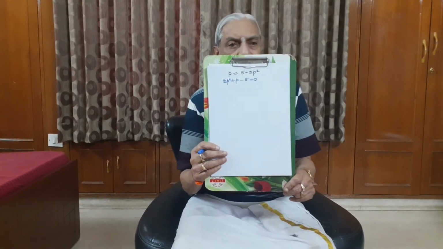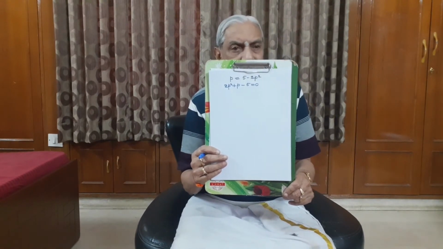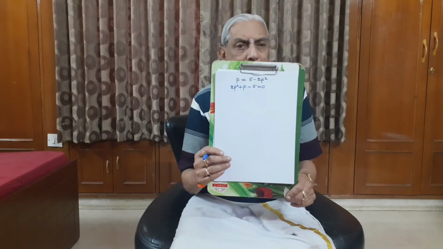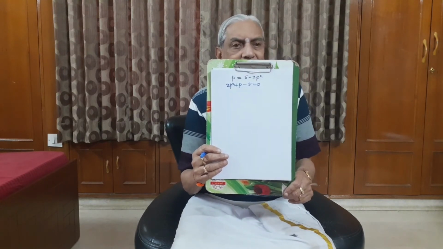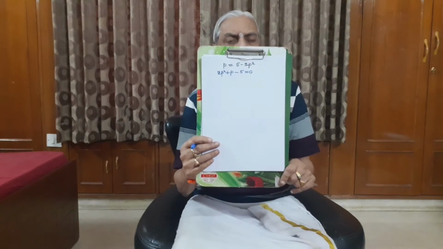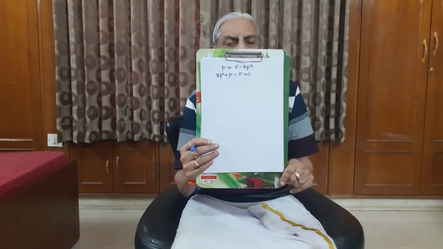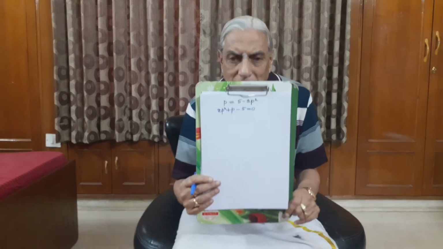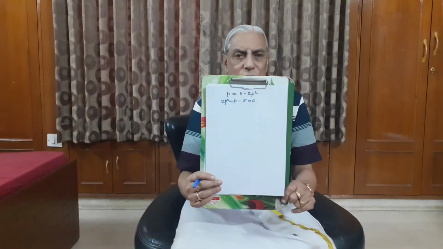What is the equation now? 2p squared, because minus 2p squared becomes plus 2p squared. Plus p is already there on the left hand side, and I have transferred plus 5 to the left hand side, it becomes minus 5. Therefore, that is equal to 0. I hope you understood this one. This is the equation you are having.